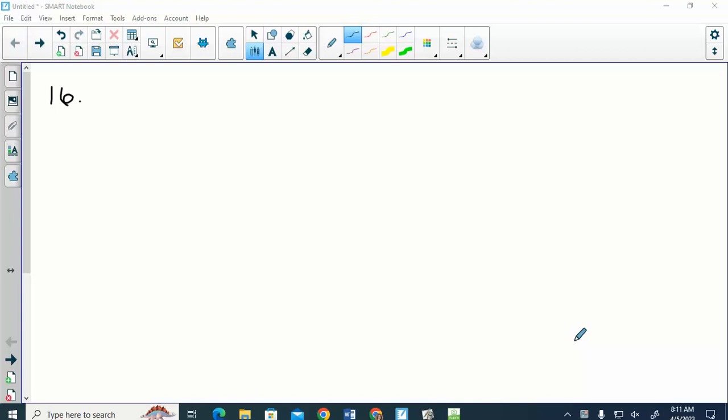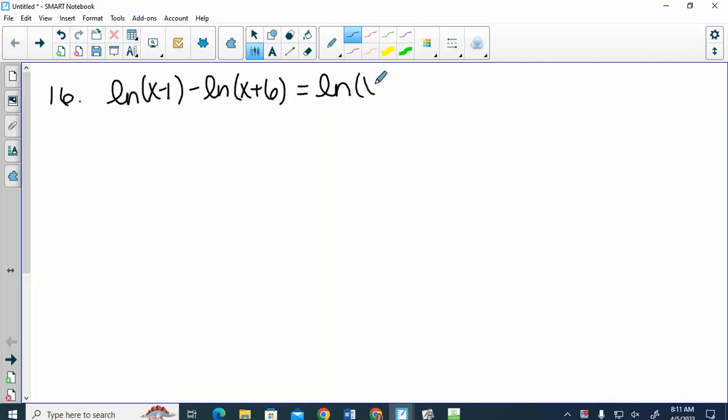Your questions first, and then with extra time, I'll pull in some additional review to make sure we're prepared. So number 16, we are solving these log equations. We have the natural log of x minus 1 minus the natural log of x plus 6 equals the natural log of x minus 2 minus the natural log of x plus 3.